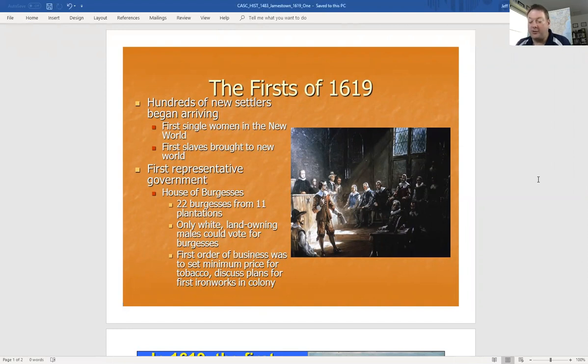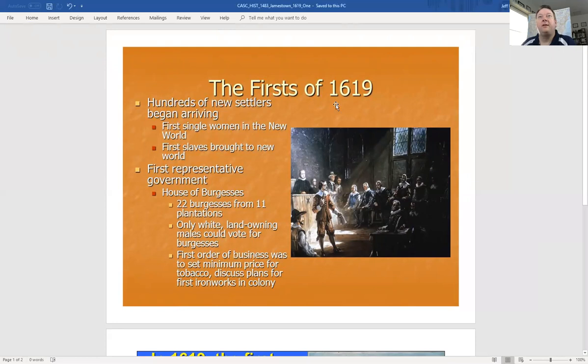And I believe I also mentioned, I did, yes, that on July 30th, 1619, the first General Assembly of Virginia was formed, the House of Burgesses. And so you have a representative government 12 years after the colony was founded. And representative government is very important to Americans.